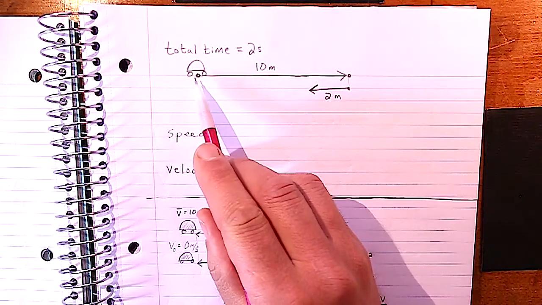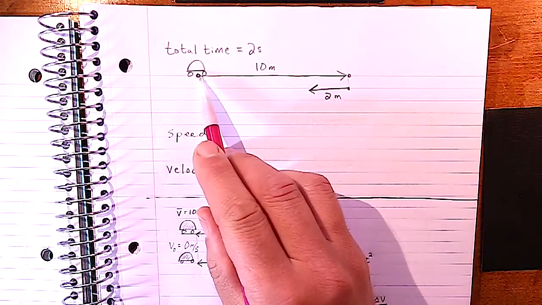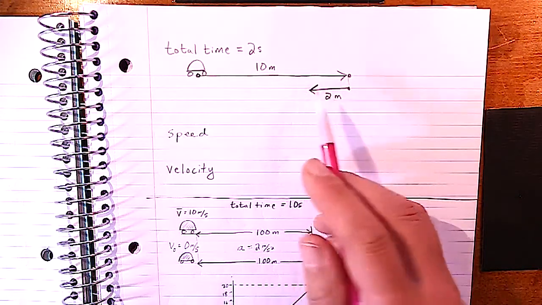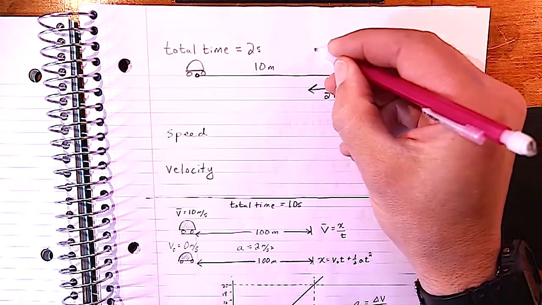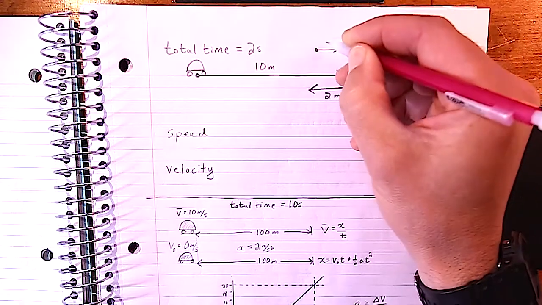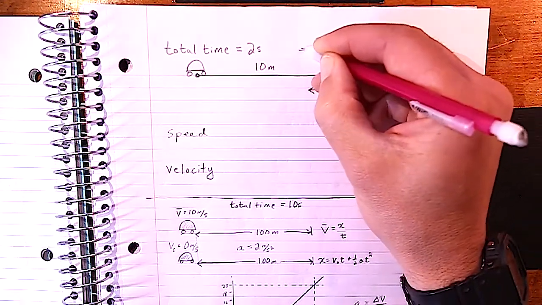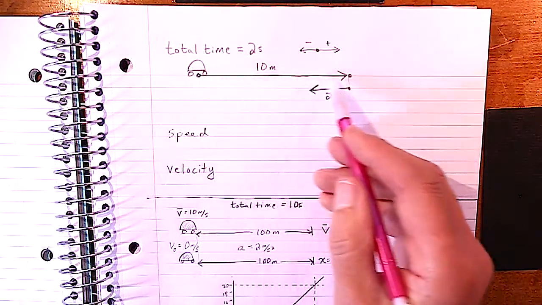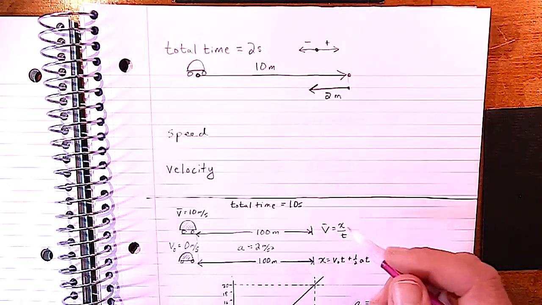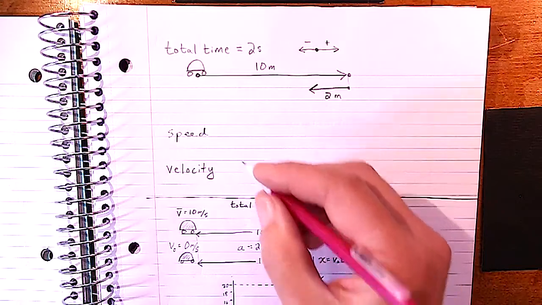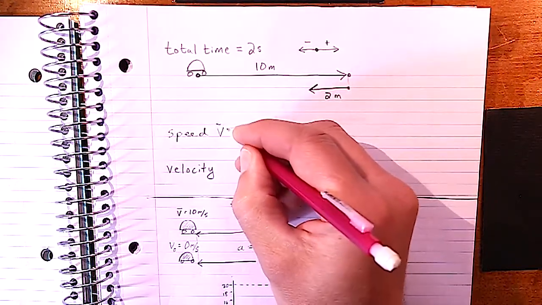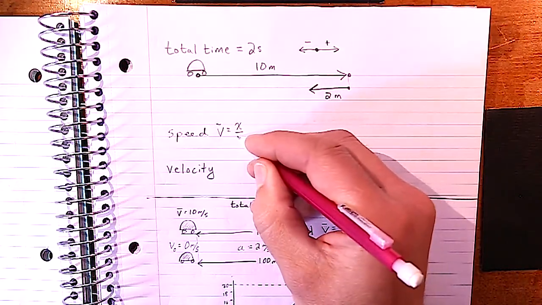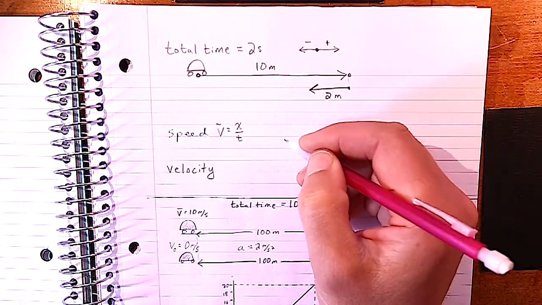So let's say we have a little cart, and this cart drives to the right 10 meters and turns around and comes back 2 meters. The first thing we need to do is define our directions. So let's call to the right positive and to the left negative. The total time for this event is 2 seconds. So to solve for the average speed, we are going to do V average, that's what the little line is for, equals x over t.